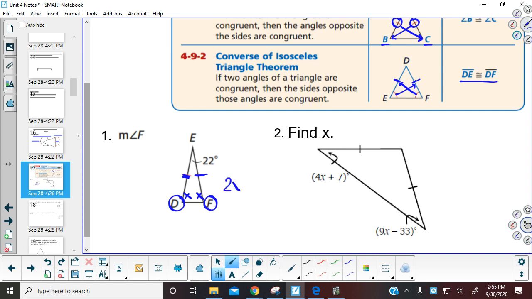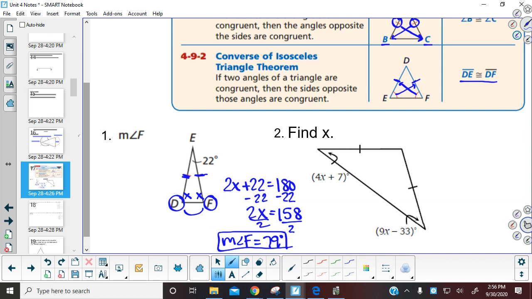If you do it algebraically, you would write 2x plus 22, and we've already learned in this unit that angles add up to 180 degrees. Some of you may recognize that what you need to do is subtract 22 from 180, which gives you those two angles at the same time, and then divide by 2. That's the same thing as what this algebra solving is going to be. You're subtracting 22, so 180 minus 22 gives you 158, and that equals those two angles combined. Then I divide to get one of the angle measures, so I get a measure of angle F of 79 degrees.